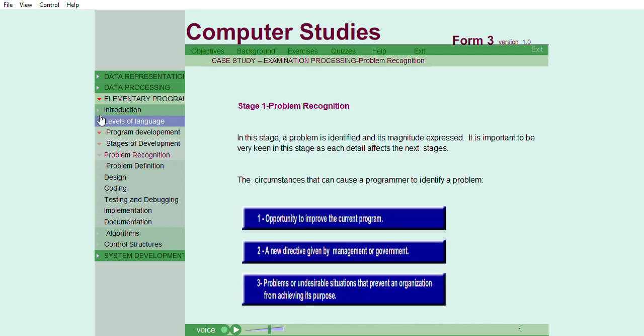Stage 1. Problem recognition. In this stage, a problem is identified and its magnitude expressed. It is important to be very keen in this stage as each detail affects the next stages.